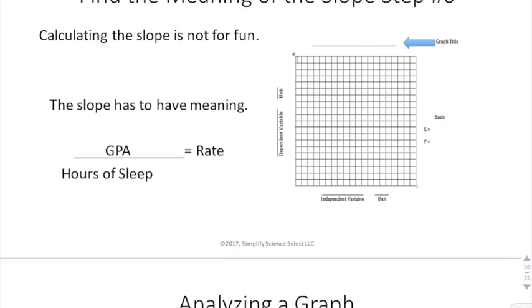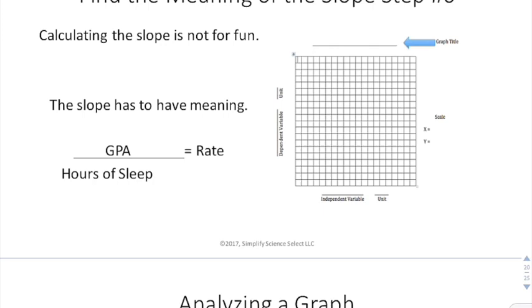And then finally, you need to be able to find the meaning of the slope. So what is the purpose of the slope? You don't just calculate the slope because you want to calculate the slope like you do in a math class. The slope has to have meaning. So in our example that we gave you, it says GPA divided by the number of hours of sleep. So you have a rate, and it says, well, if you sleep more, you generally have a higher GPA. And then you can talk about the reason why you have this relationship.